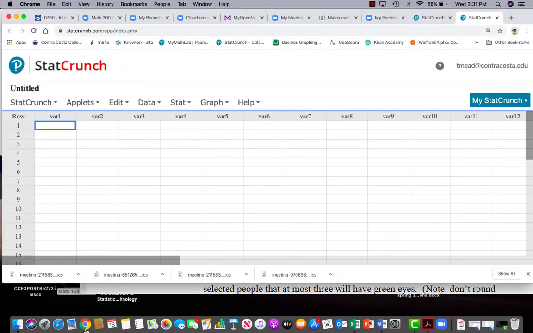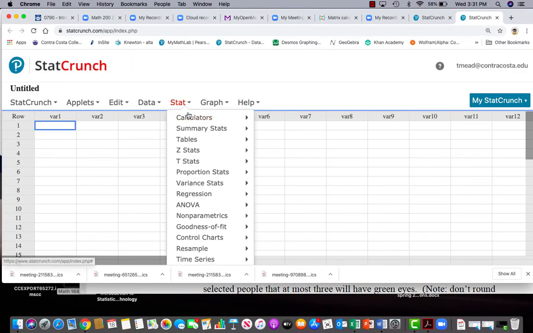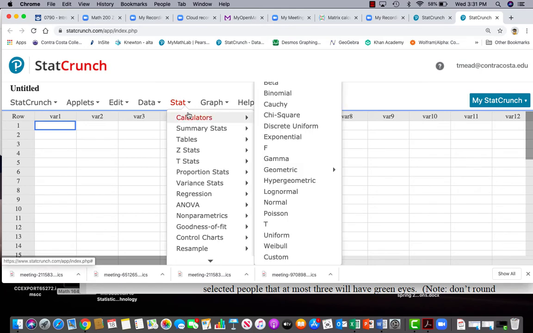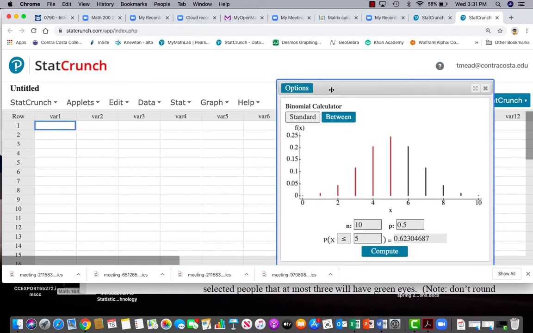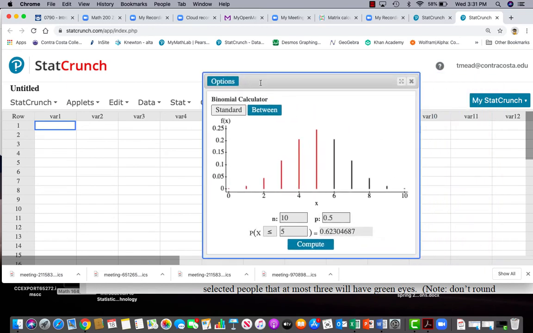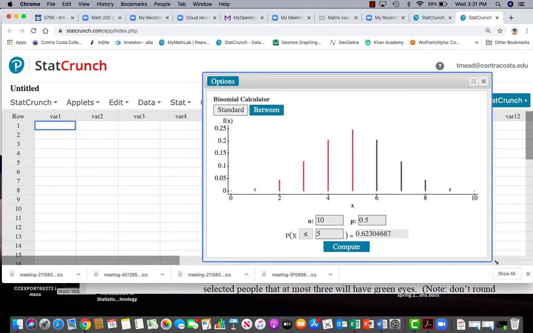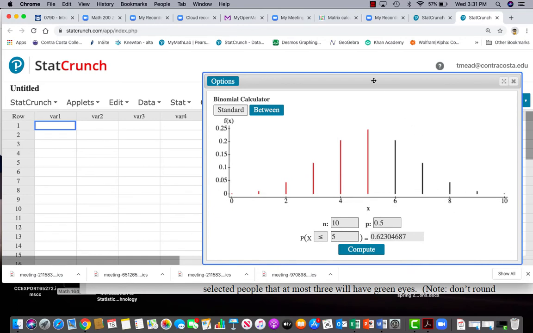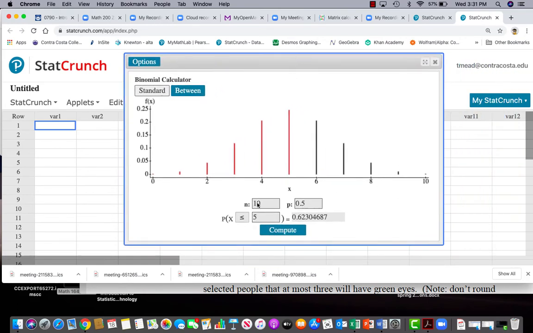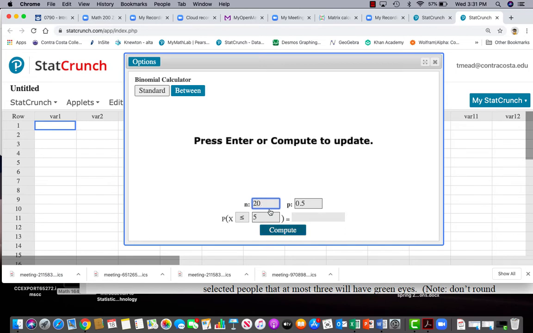All right, so I go to Stat, Calculators, and Binomial. And this is what always pops up when you start. It's just this nice little almost bell-shaped looking curve here. All right, so now I want to have n equals 20. We had 20 people, and the probability of having green eyes was a 1% chance. So I'm going to put in p as 0.01.